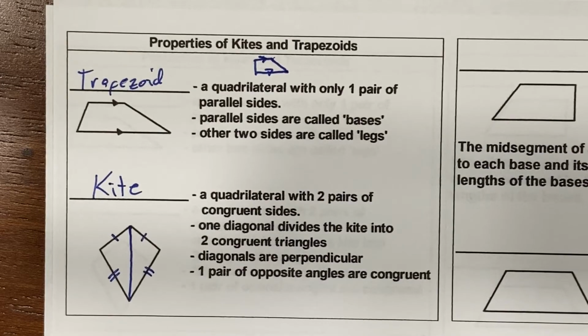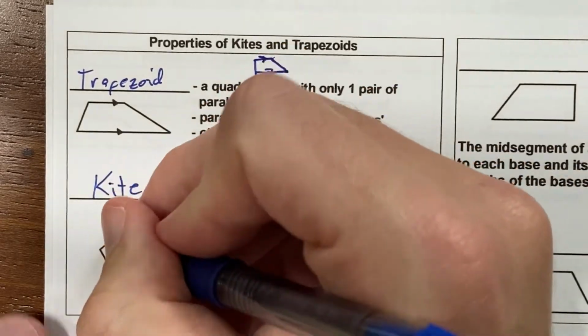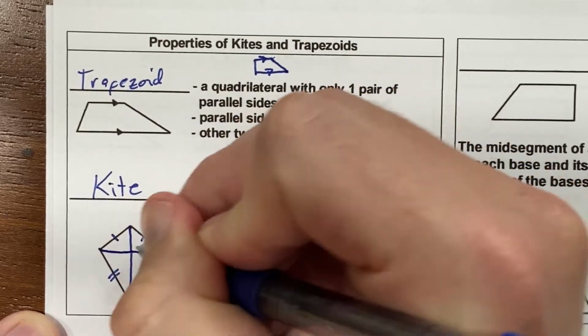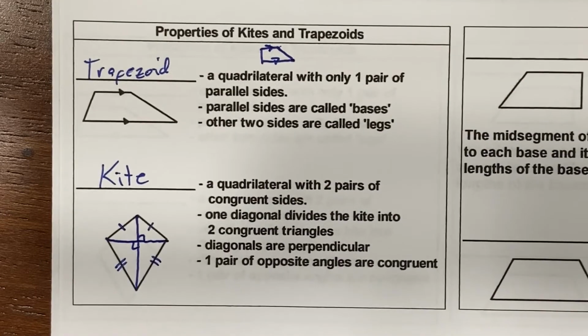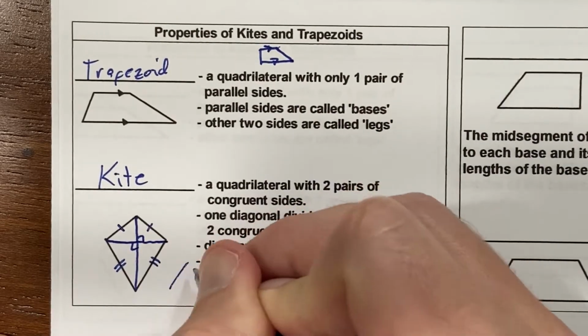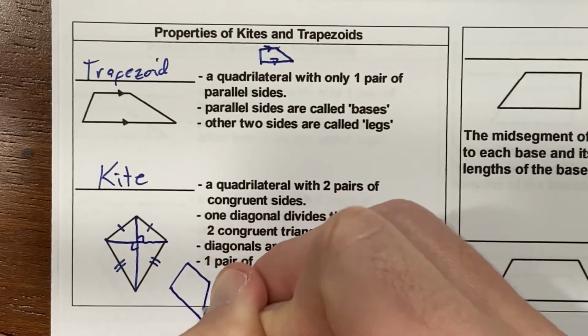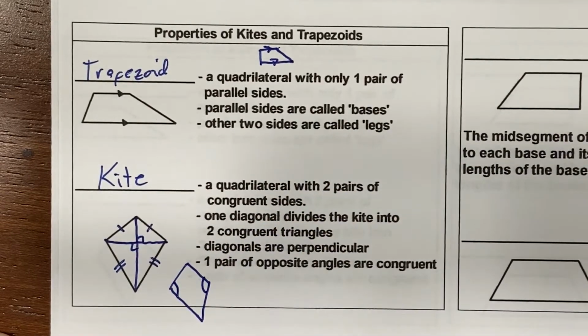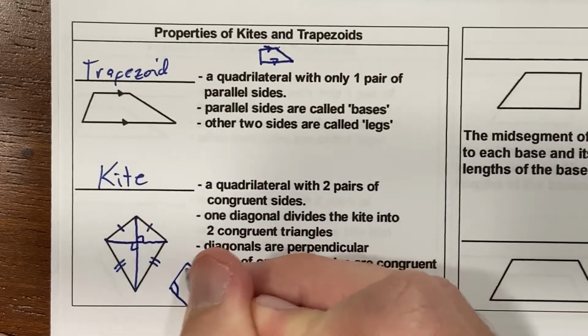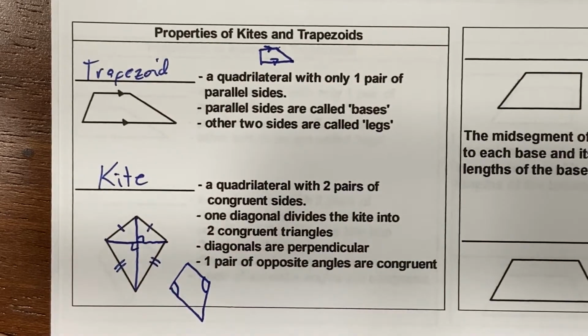And what else? Diagonals are perpendicular. So there's one diagonal. If I were to draw another one perpendicular like that, that means we got right angles in the middle. That's going to help out a little bit. We're going to use Pythagorean theorem to solve for sides. And one pair of opposite angles are congruent. Well, if I draw another one, I've kind of messed that one all up. So if I got a kite, then this angle is opposite of that one, and those are congruent. This one's too skinny to be congruent. Like this one's fatter than this one on the bottom. So there's always one set of congruent opposite angles.